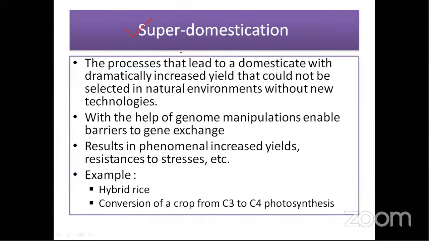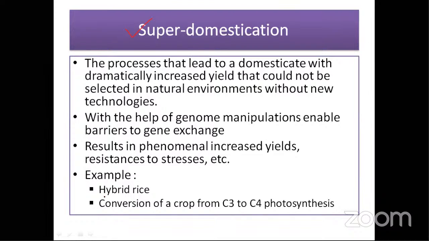Super domestication means there will be some sort of thing that will happen in a particular crop that will lead to a massive change, not a sudden thing, but it will lead to a drastic change in the habitat or in any form of the plant, which will make the crop more adapted, or more accepted by the human civilization.